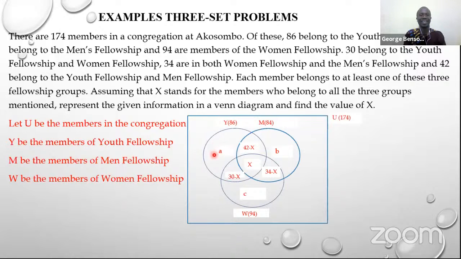Here you can see a variable A, you can see a variable B, you can see a variable C on your screen. We were not given those for youth only, those for men fellowship only, and those for women fellowship only. So we just chose variables to represent them. Is that okay? That's why you are seeing A, B, and C on your screen, simply because we are not given values for them. Is that okay?